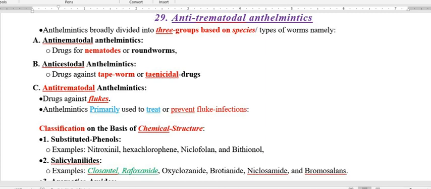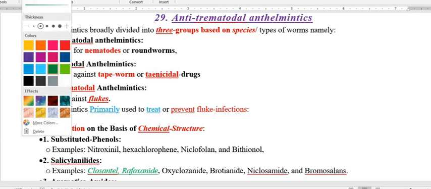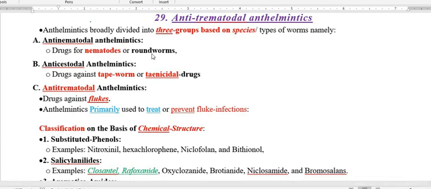Antitrematodal anthelmintic means the drug or anthelmintics that are used against the trematodes or flukes are called antitrematodal anthelmintics. Now we have to go through the classification.